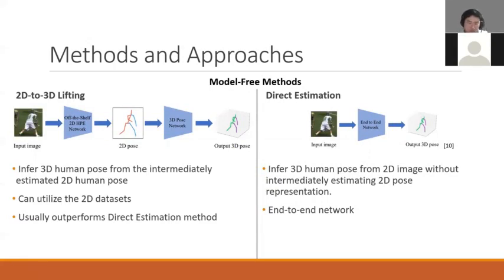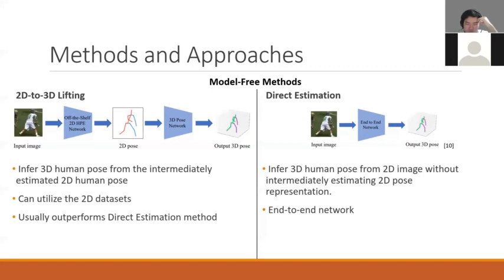But first, let's talk about the model-free methods. The 2D to 3D lifting method is perhaps the most popular method being used. It infers 3D human pose from the intermediately estimated 2D human pose. So it only adds depth information to the 2D pose. This method is popular because it can utilize the excellent state-of-the-art performance of the 2D human pose estimator with their mass amount of dataset.